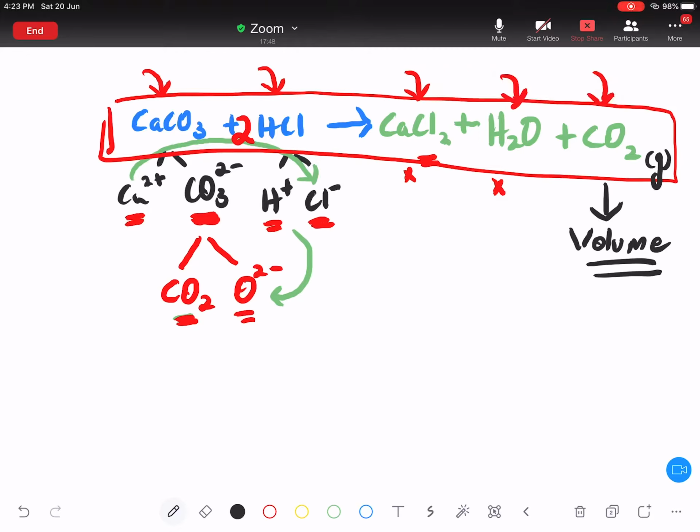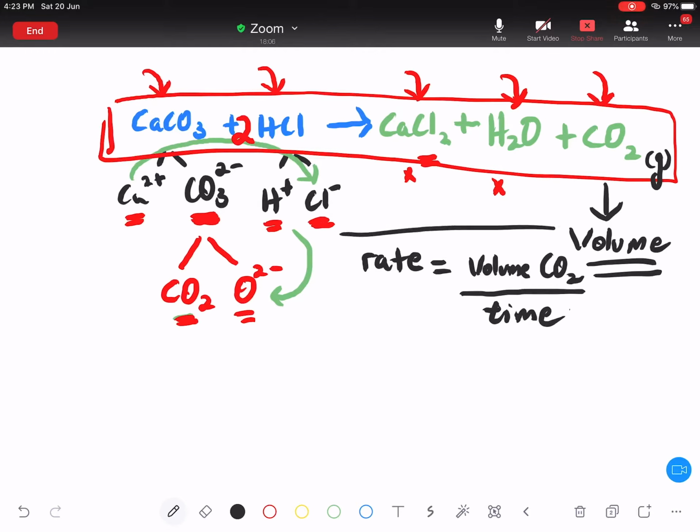Jadi, you dah dapat idea dah. Reaction ni kalau dia cakap rate, maka yang saya tengah kumpulkan adalah volume of carbon dioxide divide by time taken. Ini adalah your punya orang kata formula.